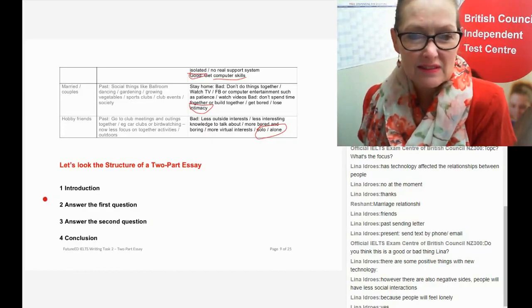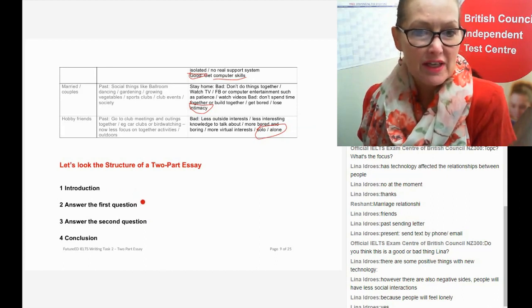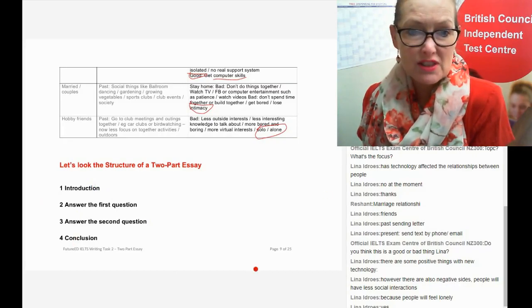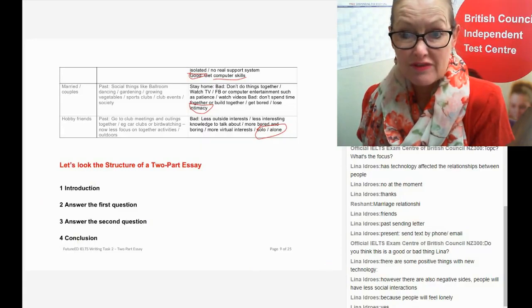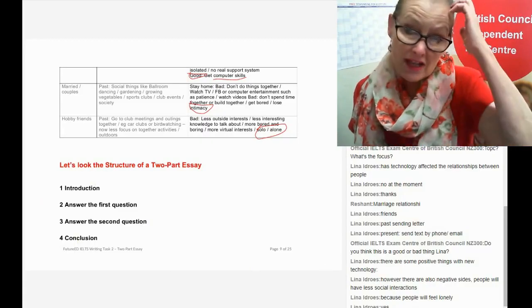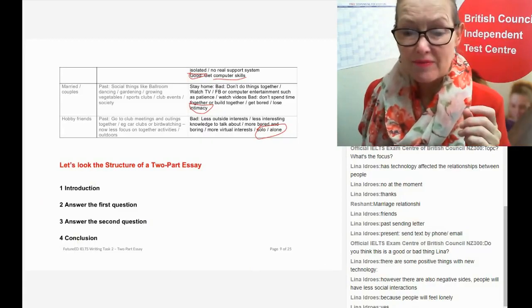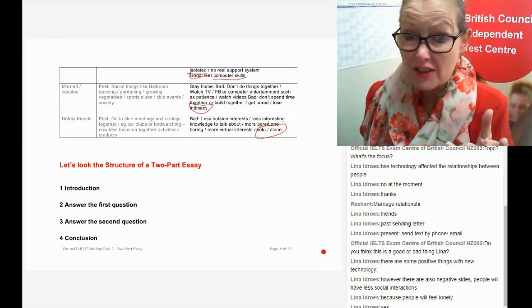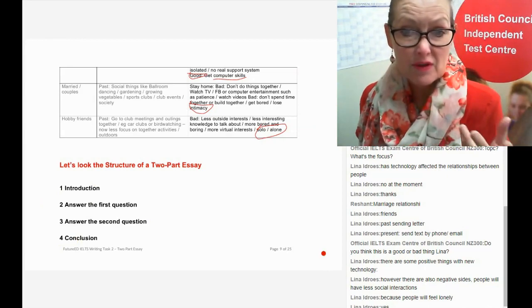Good. So we looked at married couples and what they did in the past, growing vegetables, sports clubs, gardening, and what are they doing today? They're probably watching more TV. They're on their own mobiles and their own computers, and they are playing card games by themselves on the computer.